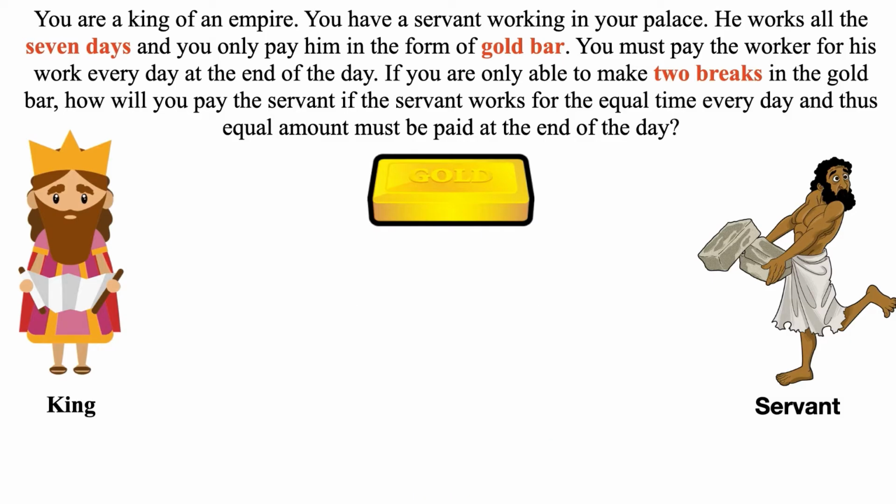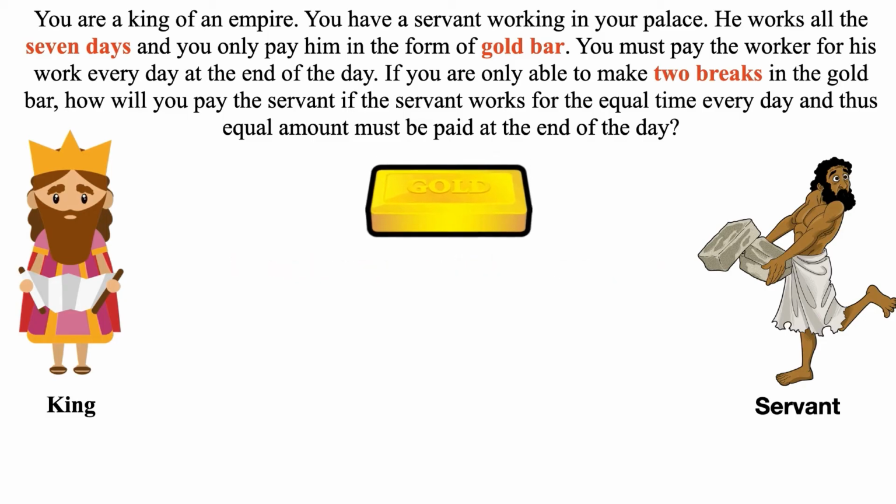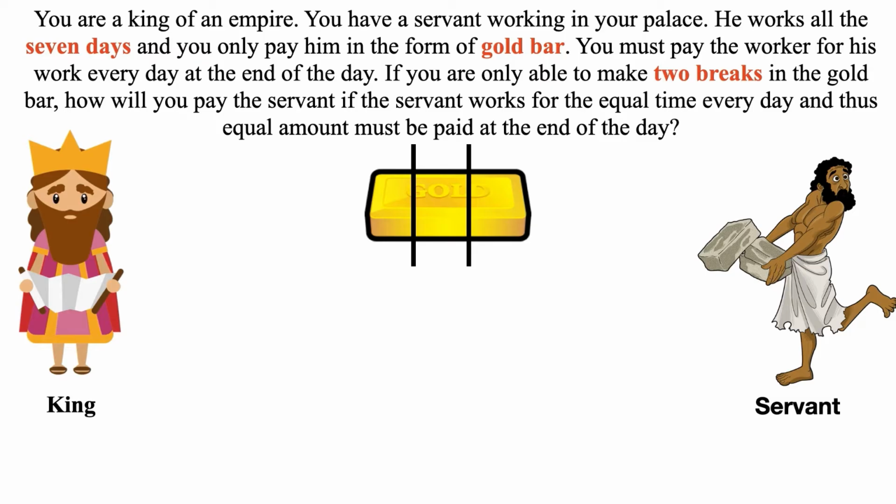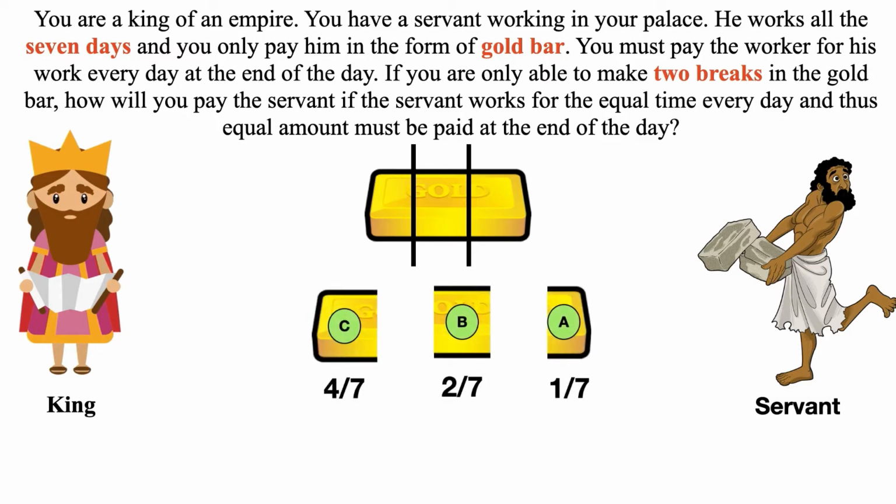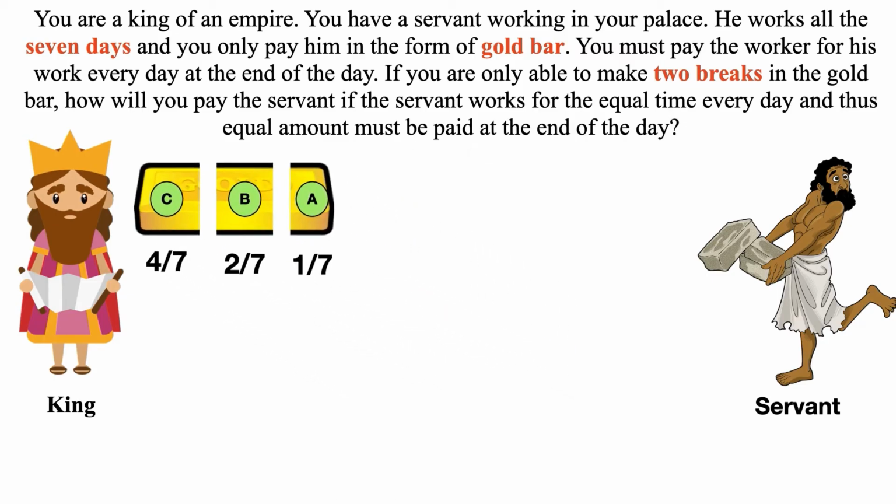If you are thinking of how to cut in such a way that you make 7 equal pieces, you are thinking in the wrong direction. You should put more stress on how to make the transactions with the worker. So the trick is not to cut the bar into 7 equal pieces, but rather to make transactions with the worker. Make 2 cuts on the gold bar such that you have the following sizes of bars. Bar A should be 1/7 of the bar, bar B should be 2/7 of the bar, and bar C should be 4/7 of the bar. Let's check whether it is going to work.